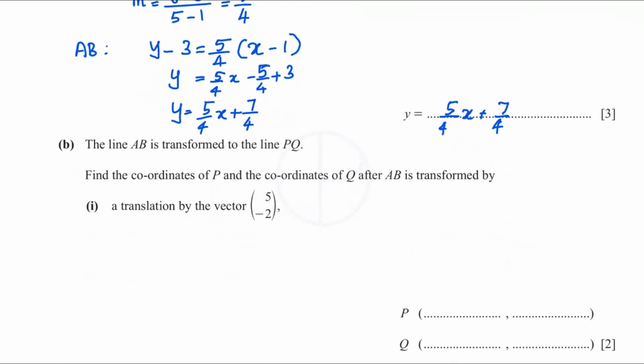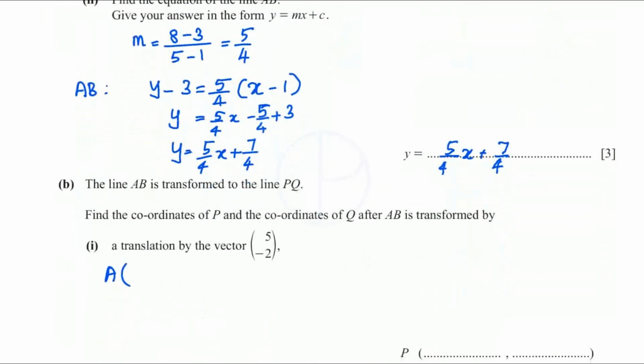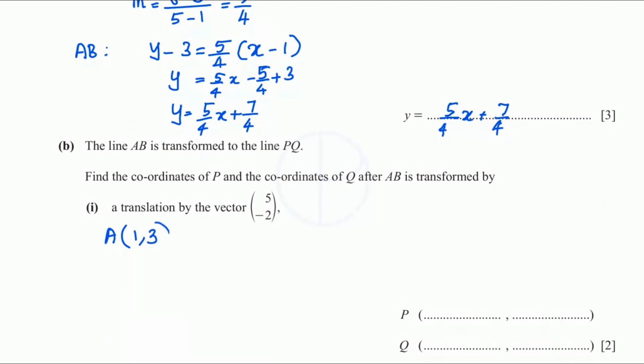The next part of the question is the line AB is transformed to the line PQ. Find the coordinate of P and the coordinate of Q after AB is transformed by a translation by the vector. Okay. The coordinate of A is 1, 3. It is translated by the vector. 1 plus 5 is 6, 3 minus 2. That is, coordinate of P is 6, 1.